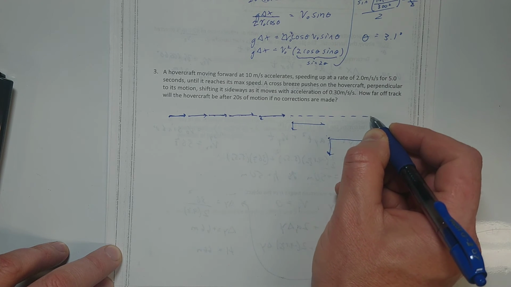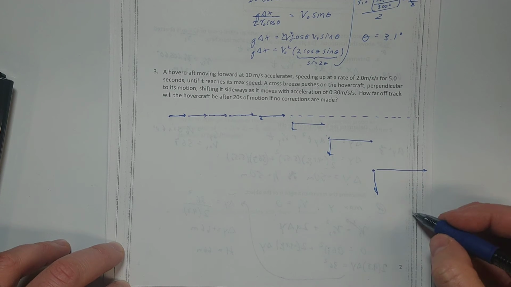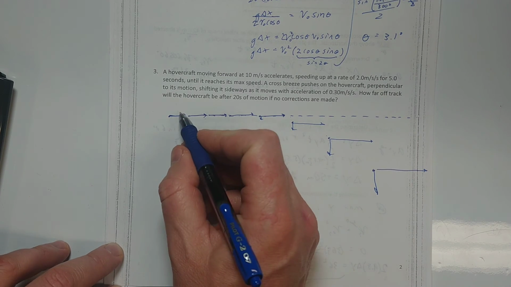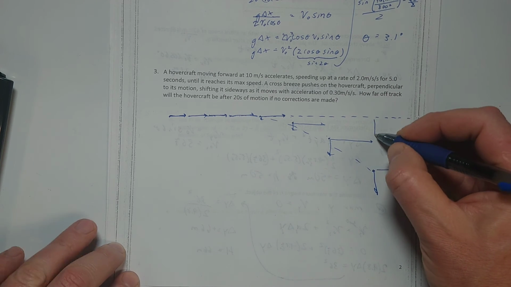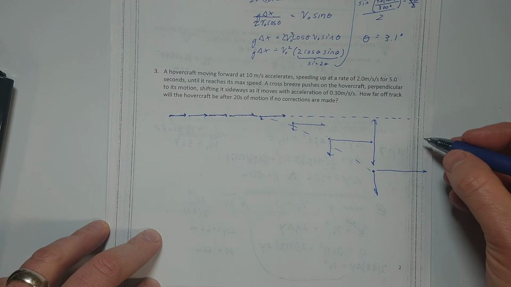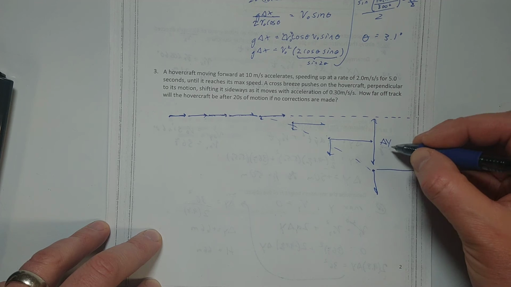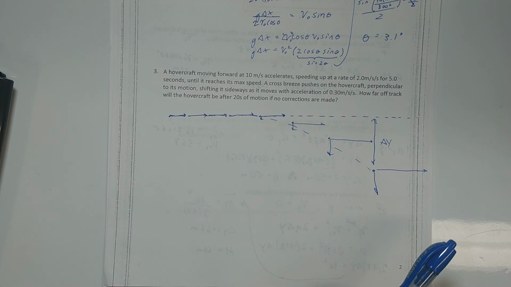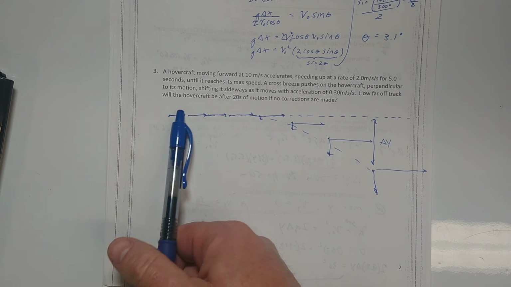So anyway, how far is it blown off track? Well, if it never had that cross breeze, it would be going in a straight line, right? But it got blown in a curved path. So how far off track it is going to be is this distance here. That's the deflection, right? It's this distance, this delta y, that happens while it's blowing this way. Turns out for this one, the delta x stuff doesn't even matter.